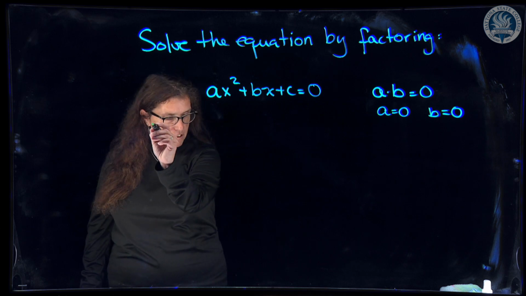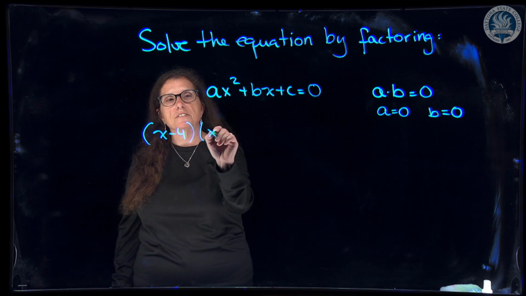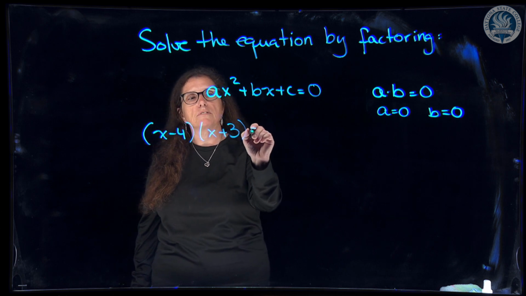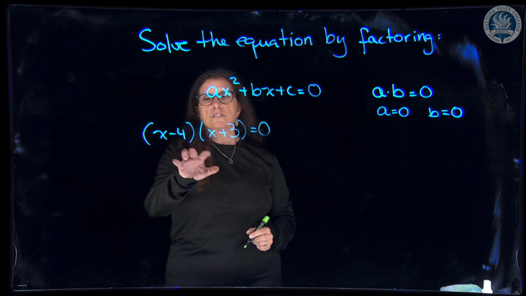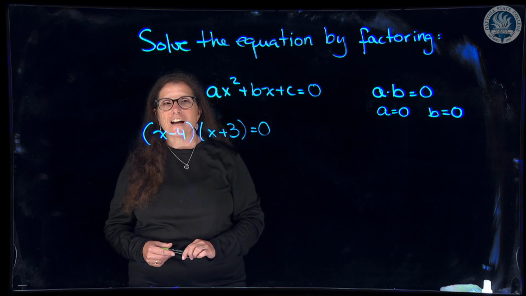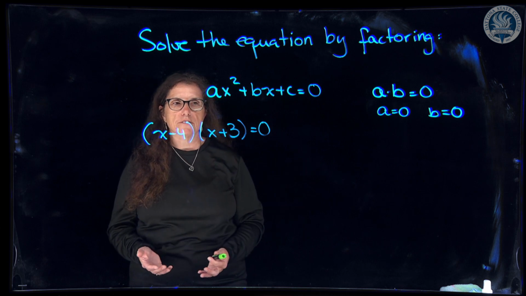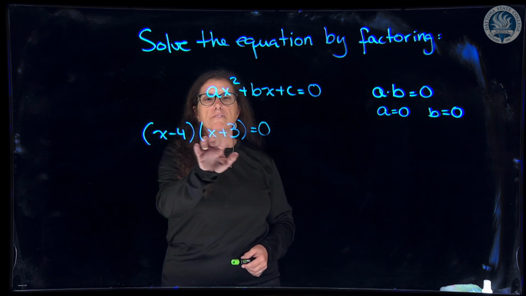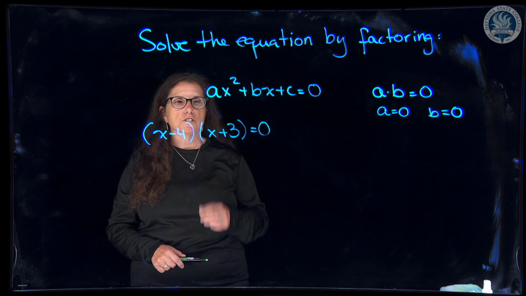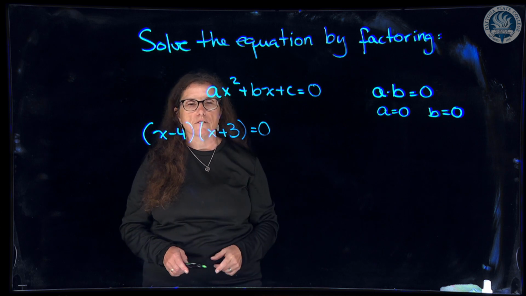Let's take a look. Now, in this particular problem, x minus 4 times x plus 3 equals 0, you can see that my quadratic equation is actually already factored. Nice for us, less work to do. So we already have our quadratic equation factored, and how do I know that? Because it's equal to 0.